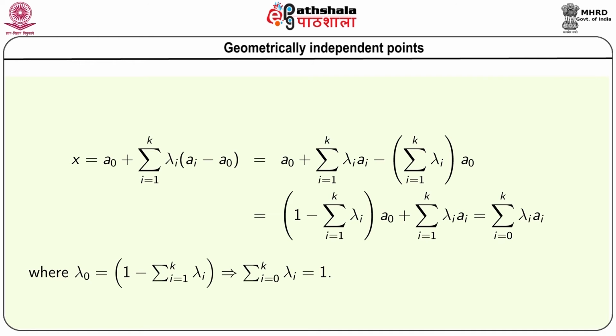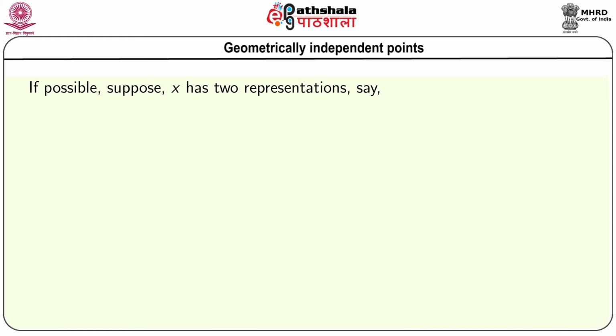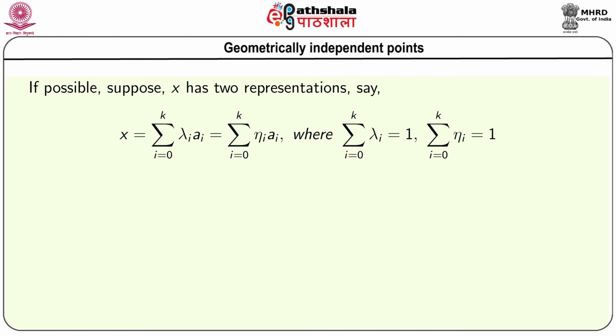So that we get summation lambda i, i equal to 0 to k, is equal to 1. Now, if possible, suppose x has two representations. Say x is of the form summation lambda i a i, and it is again of the form summation eta i a i, where summation lambda i is equal to 1 and summation eta i is equal to 1. These lambda i, eta i are all varying over the set of scalars R.